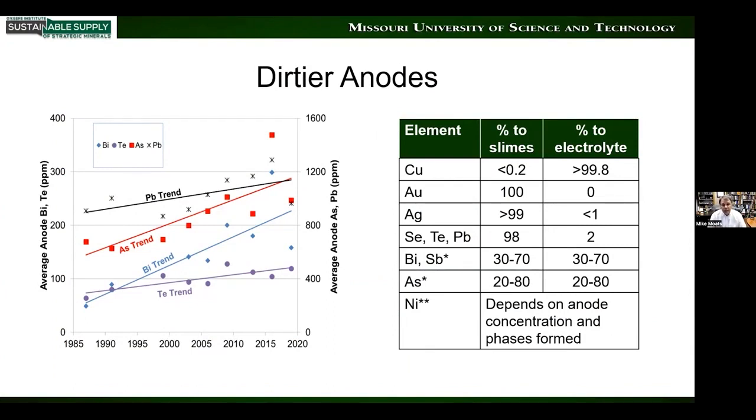As we've talked about, as you dissolve an anode, some elements go into the slimes and some go into the electrolyte. And so this is just a table to summarize that the gold and silver essentially goes all to slimes, as does the selenium, tellurium, and lead. The group 15 elements, arsenic, antimony, and bismuth, some go to the slimes, some go to the electrolyte. And so we need to be able to, one, recover the valuable materials from the slimes, but then we also need to treat the electrolyte to make sure we produce high purity cathode.